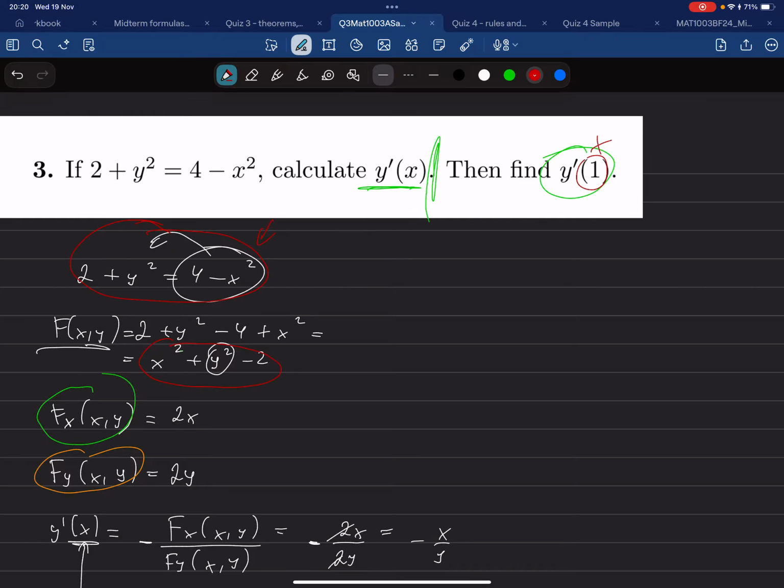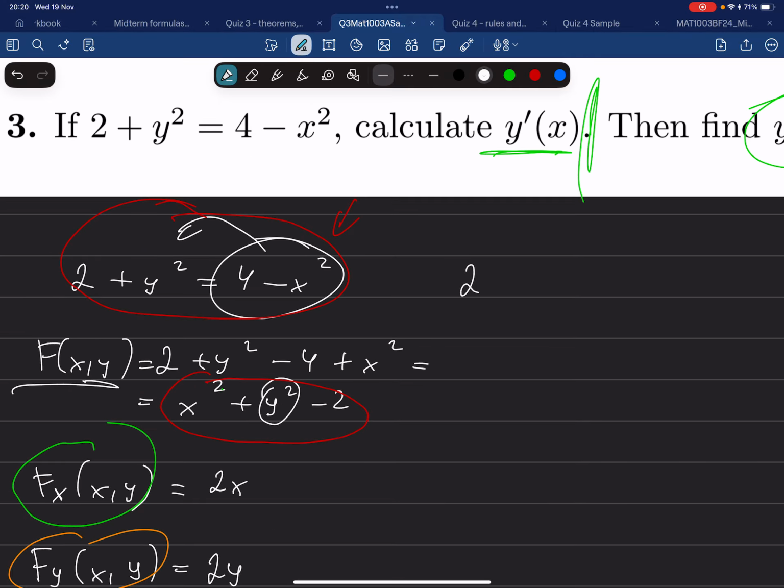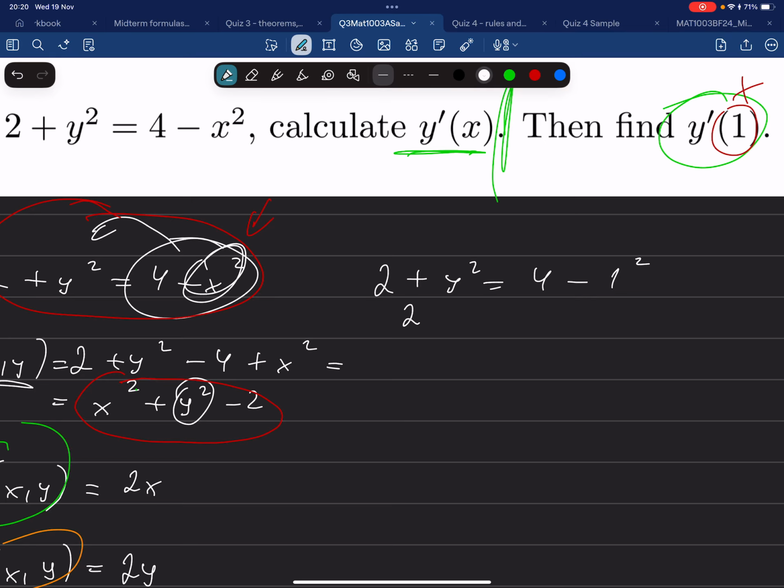So I know x is 1, so I can just rewrite the thing, but plug in 1 for x. So x is 1, so that's going to be 1 squared. Therefore, I have 2 plus y squared equals 4 minus 1. 2 plus y squared equals 3. y squared equals, that goes to the other side with the opposite sign. So 3 minus 2, which is 1. And y equals plus minus 1.